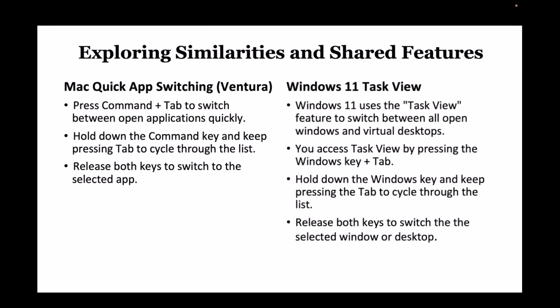In Windows, it's called the Windows 11 Task View. That's a feature where you can switch between all open windows and virtual desktops. You access it by pressing the Windows key plus Tab, holding the Windows key and pressing the Tab key to cycle through the list. Release both keys to switch to the selected window or desktop.